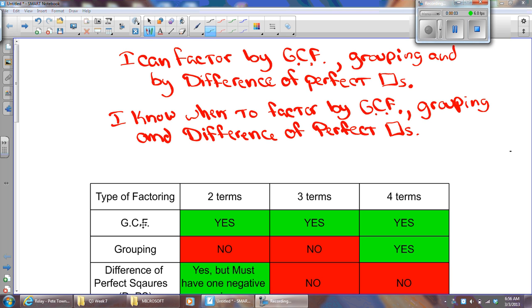Hello, algebra students. Mr. Lawrence here, and after today's video, you'll be able to say I can factor by the GCF, grouping, and by the difference of squares patterns. And you'll also be able to say I know when to factor by GCF, grouping, and difference of perfect squares. Very important stuff, being able to recognize when to do what.